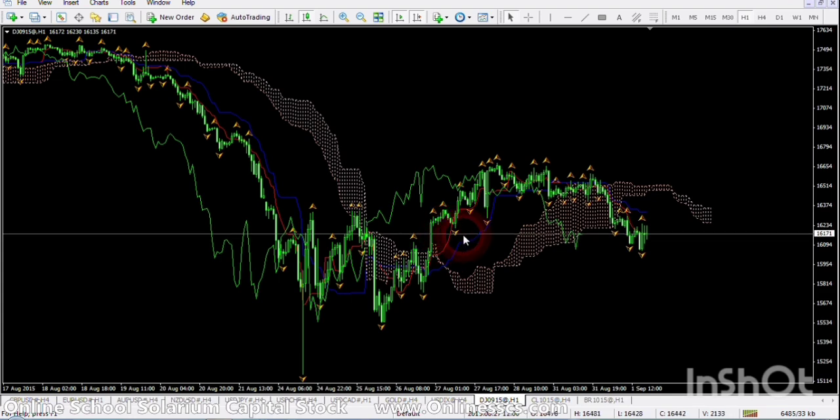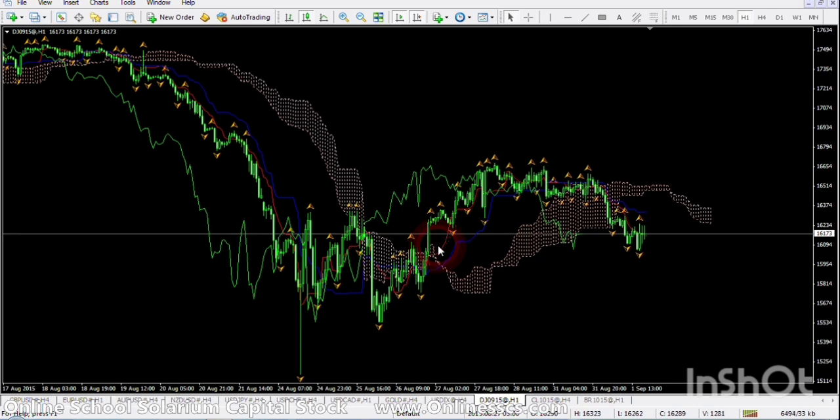But Ichimoku should be combined with two other tools, two other methods. What is Fibonacci and what is candlestick? We can say that without candlestick and Fibonacci, it will analyze the trend for you for 50% only. But I will try to teach you well.